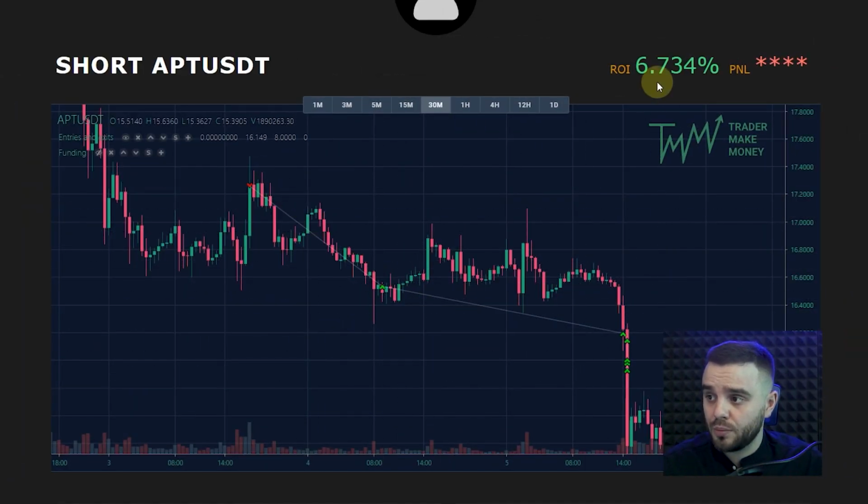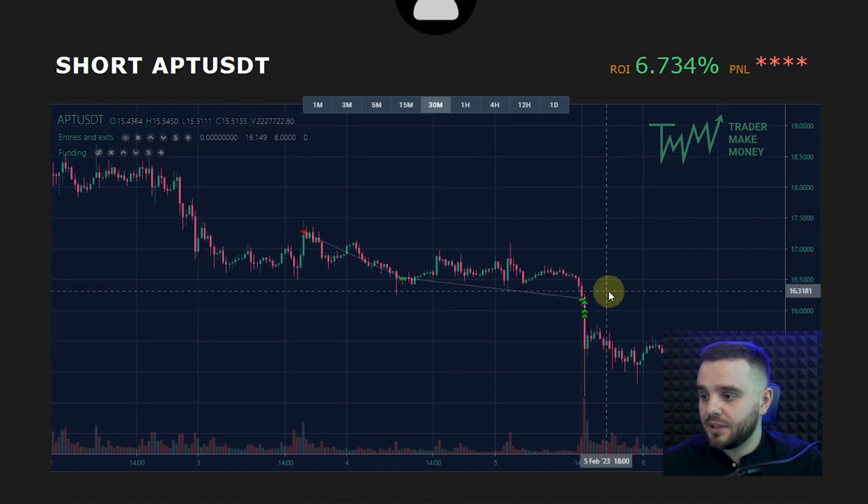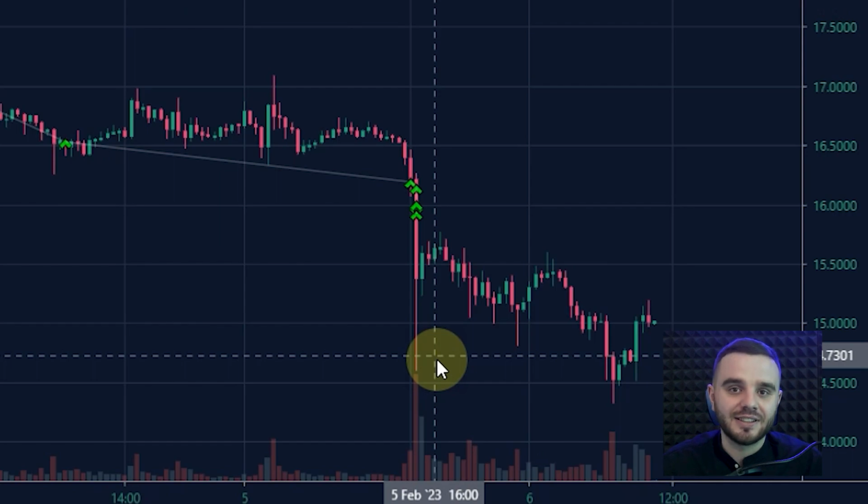Price beautifully dropped. I booked 6.7% and APT dropped an additional 10%. The main reason why I always try to be thankful is that I know it's always possible to be better, but still we took good money. I took 1 to 6 risk reward, and I am thankful for that.